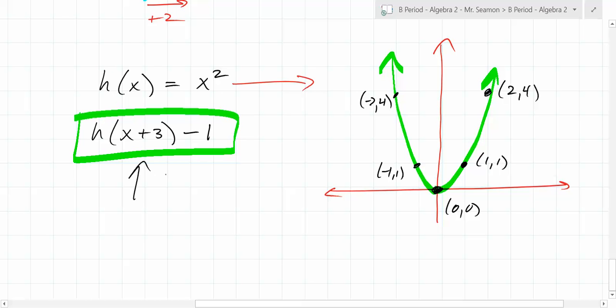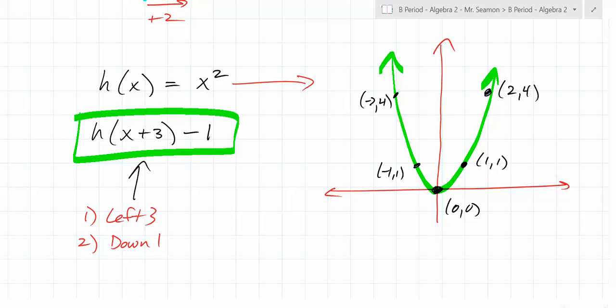So when you do this, what does that mean? Can someone tell me the two things you have to do? Left 3, down what? Down 1. So if you do that, let's just move one of these points. We move left 3 and down 1 to here, right? What point are we now at? Negative 3, negative 1. You do that for all of the points, and what do you end up with?